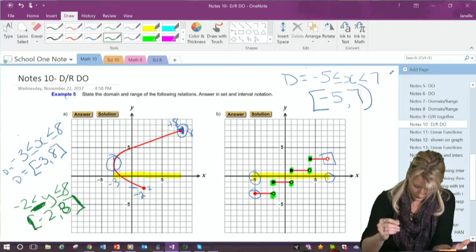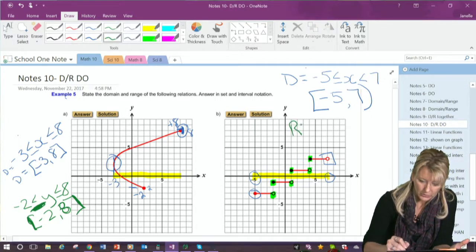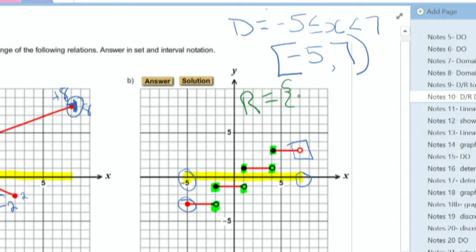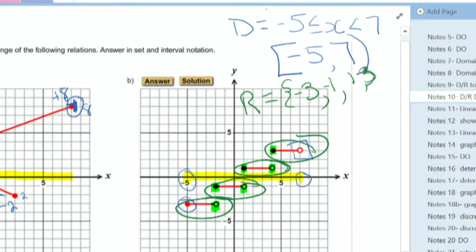What color am I doing y's with? So you're going to have r equals, because that stands for range. And guess what? It's very specific. So it is -3. It is -1. It is 1. And it is 3. Sorry, it's hard to see with my little line there. So that is what the actual range is.